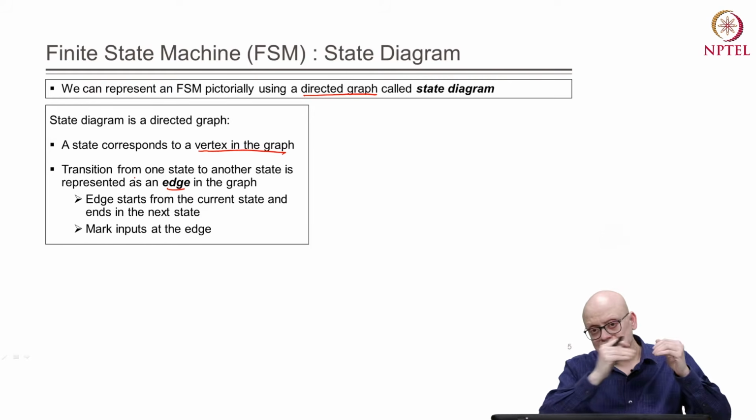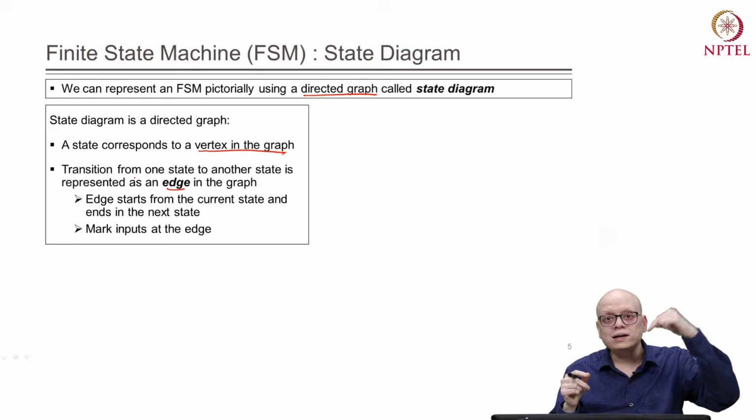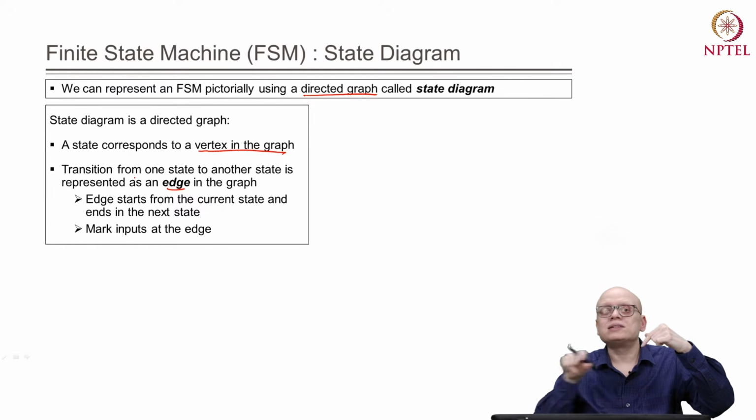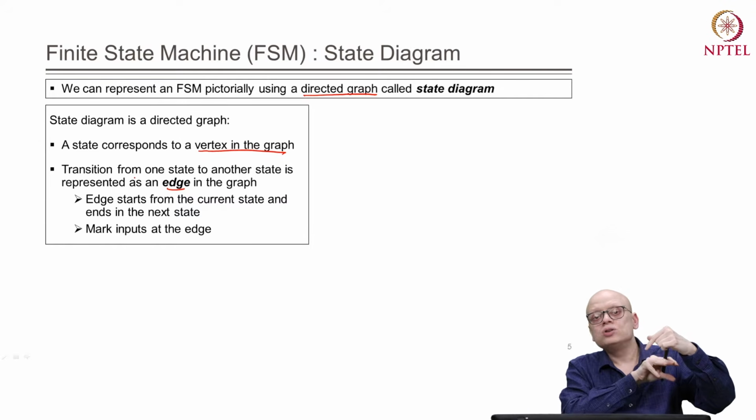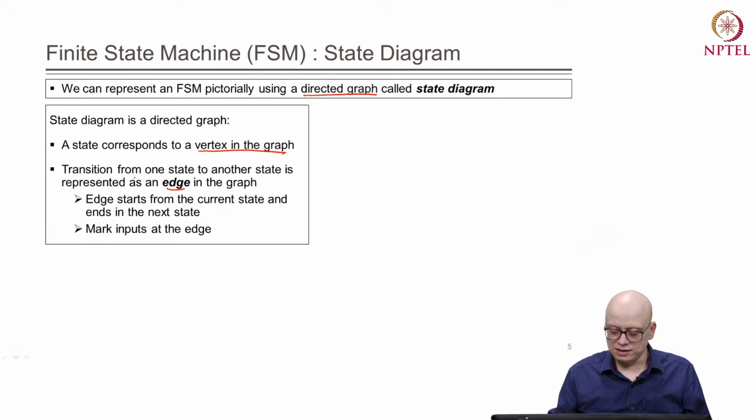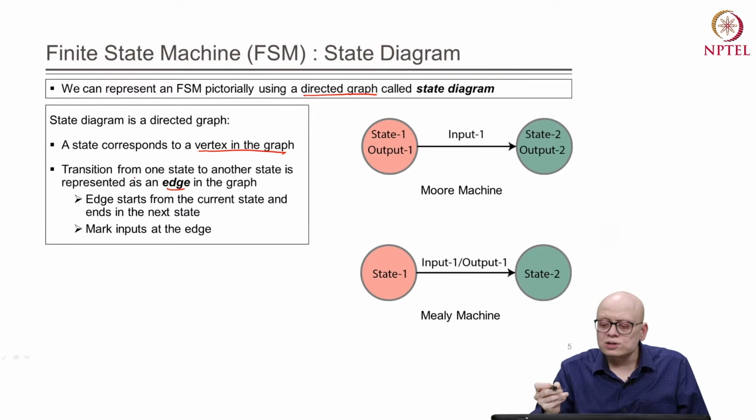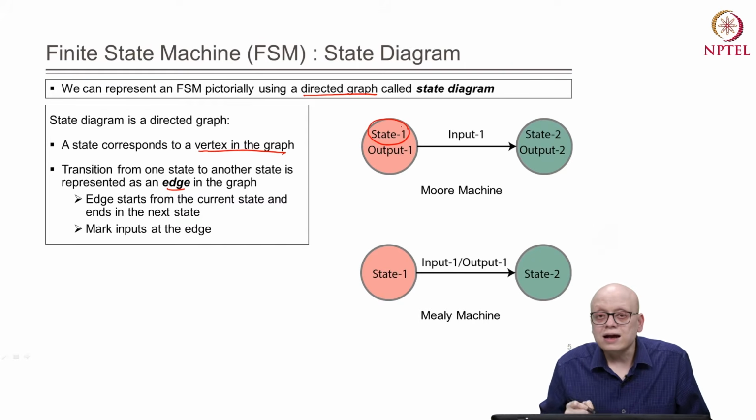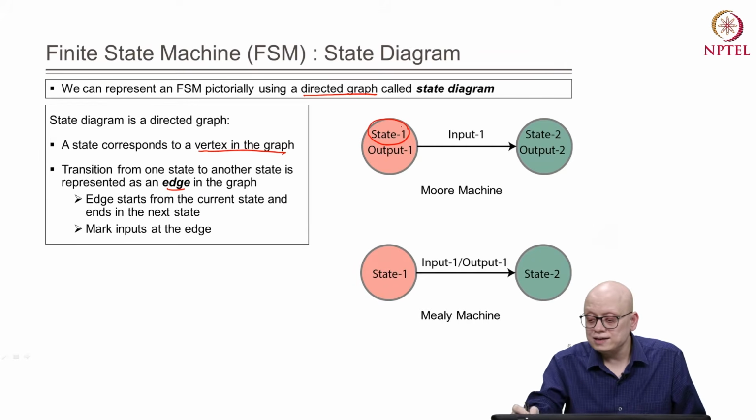And at the edge, we annotate what input made this transition from the current state to the next state. For example, suppose we have a current state as state 1, and the next state is state 2 when the input is input 1, then we can represent it in this form.